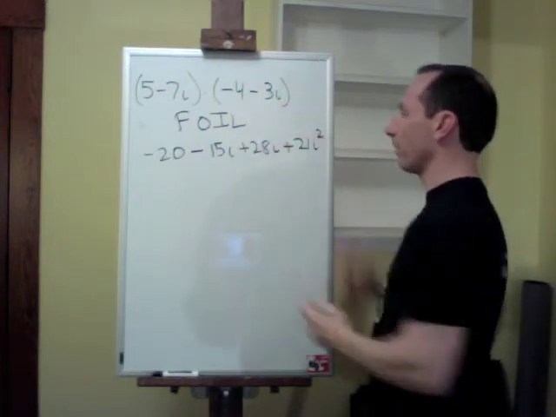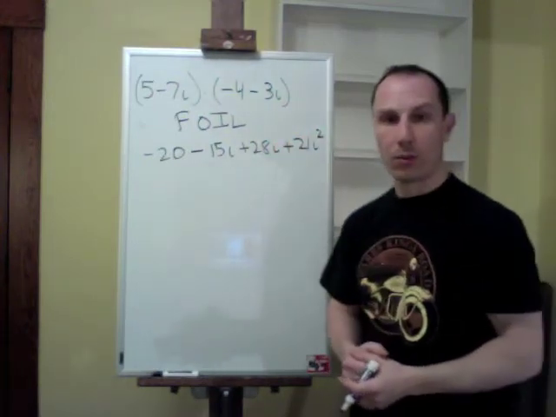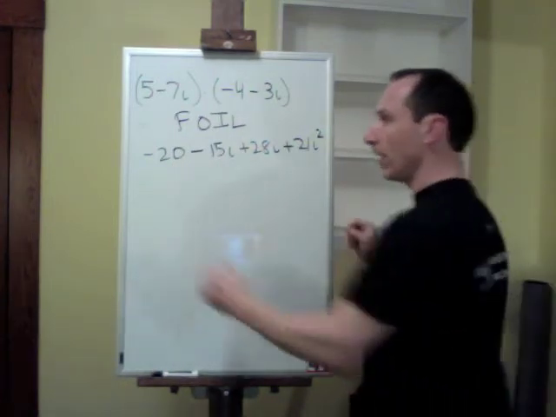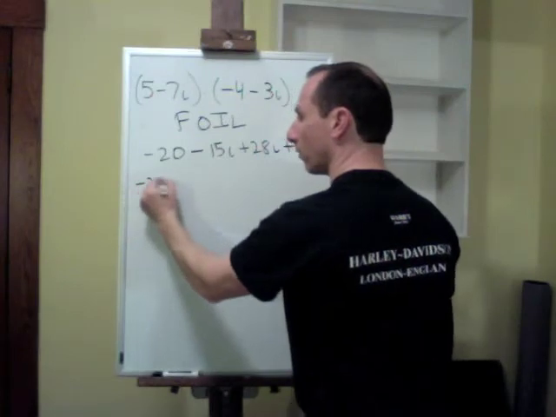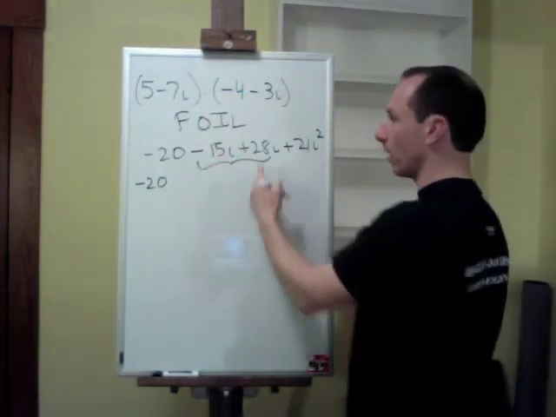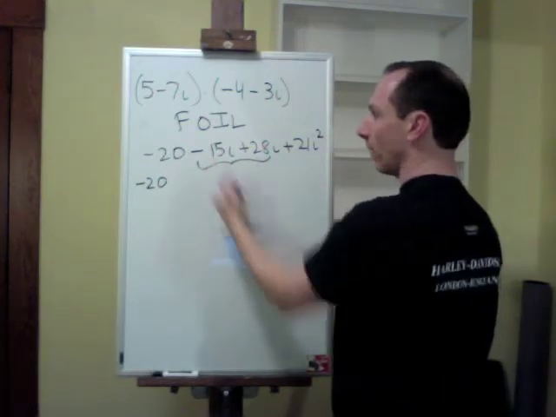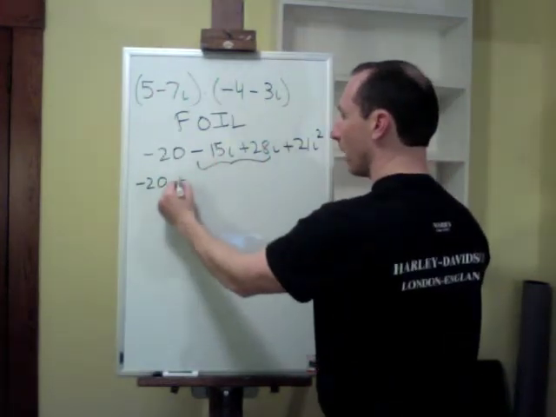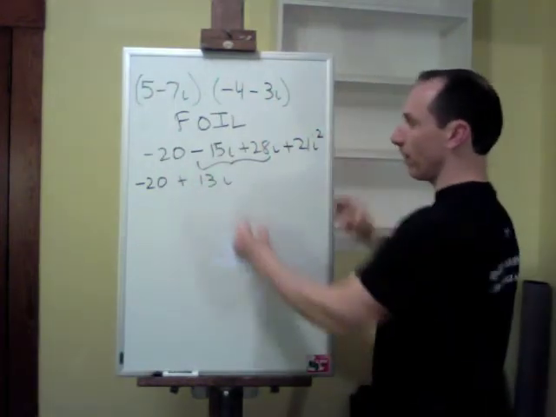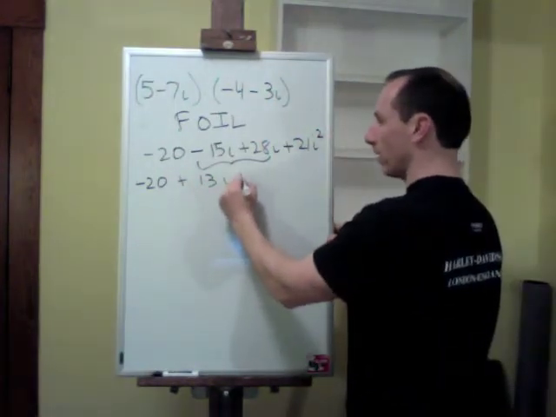Okay, so what we have here, we have our real number out front, -20, stands alone. And then we have these two like terms right here will combine, so a +28i and a -15i have a difference of a +13i. And then on the end here we have our imaginary to the second power, 21i squared.